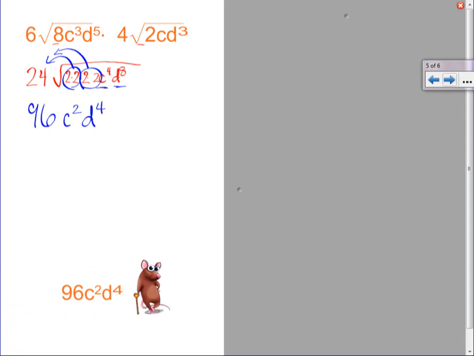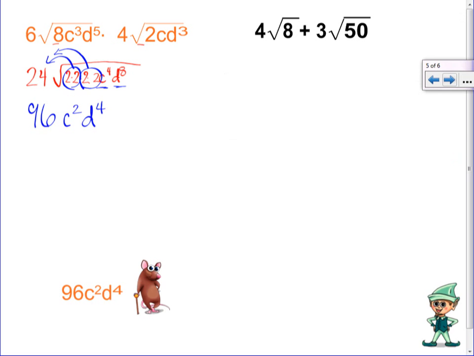Questions on that one? Okay, adding. Somebody asked about adding. Here's what we do with adding and subtracting radicals.